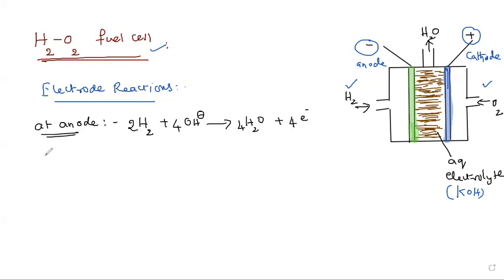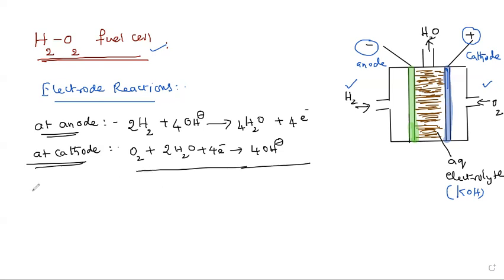This is at the anode. At the same time, the reaction at the cathode is the reduction reaction, where the cathode is in contact with oxygen, and this oxygen combines with the H2O formed in the first step, and forms the base 4OH minus by taking 4 electrons. If you see both the equations, we have the same number of electrons. If we add these electrode reactions, we will get the net cell reaction.